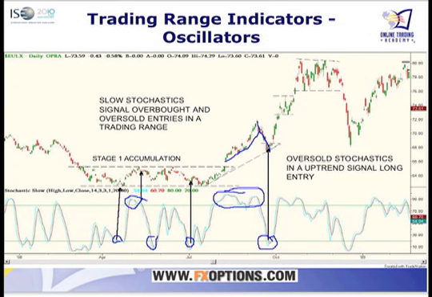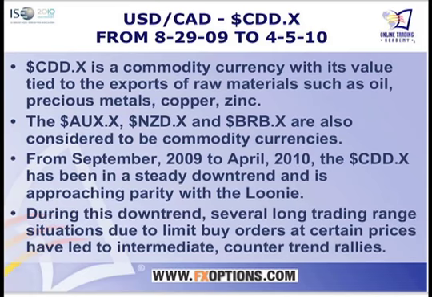So we're going to review some of our currencies now, starting with the dollar CAD. The dollar CAD from back in August of last year to where we are currently. It's one of the commodity currencies, which means the value of the currency is actually tied to the exports from the country. Canada exports raw materials such as oil, precious metal, copper, and zinc. So their currency is not like the U.S. currency, which is pretty much just tied to the full faith and credit of the United States.